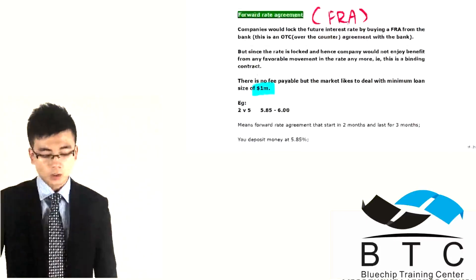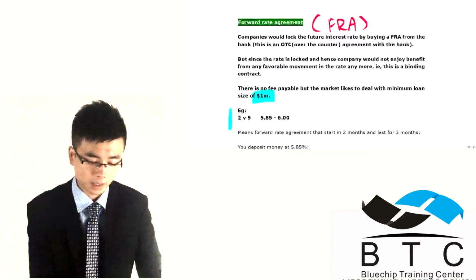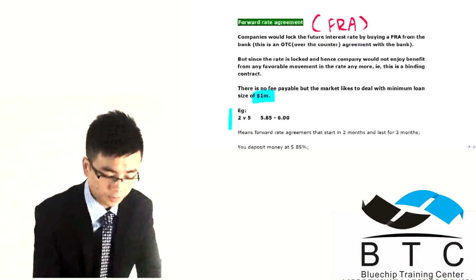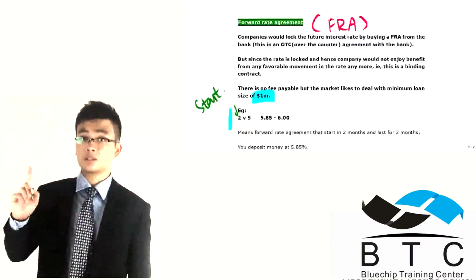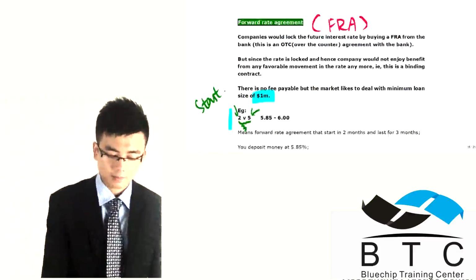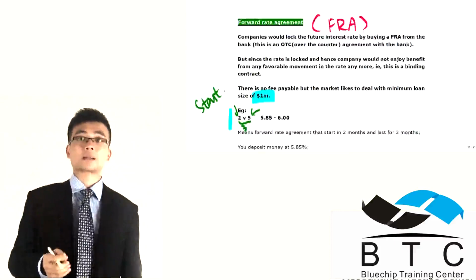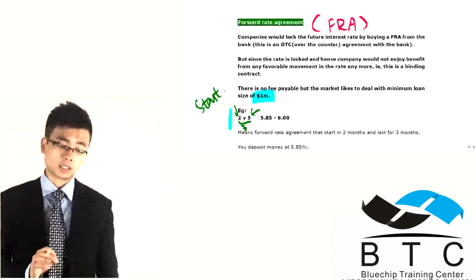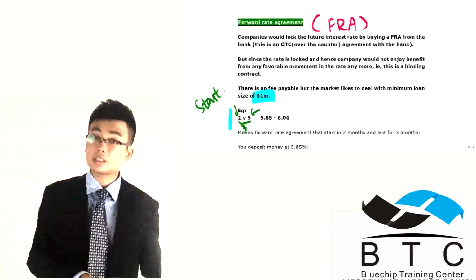The quoted price given by the bank for the FRA is something like 2v5. What this actually means is that 2 is when you're going to start borrowing or depositing money, in 2 months' time, lasting for 3 months, so that 2 plus 3 gives us 5. You're going to borrow some money from the bank and hedge against those interest rates for the period of 3 months, so that at the end of it you pay back the money, or get the money out if you're depositing into the bank. So this is the idea behind it.